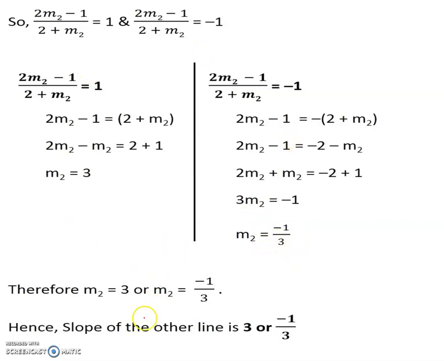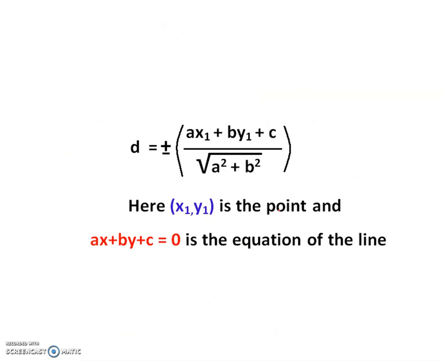From these two derivations, we have the two slopes: m2 is equal to 3 or m2 is equal to -1 upon 3. So the slope of the other line is 3 or -1 upon 3. Both values are derived from the formula, the first from +1 and the second from -1, which lie in the first quadrant or second quadrant.